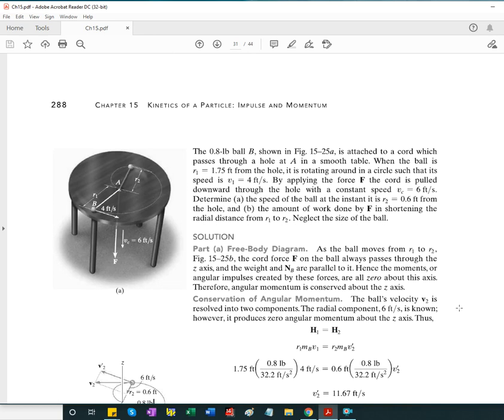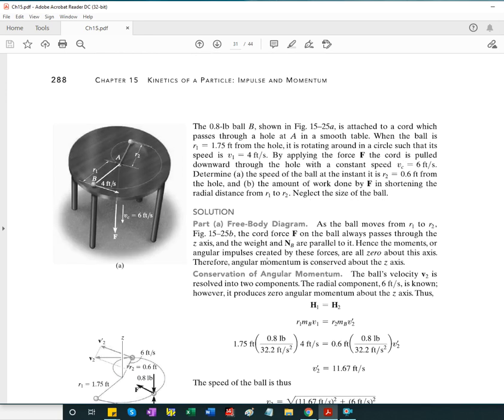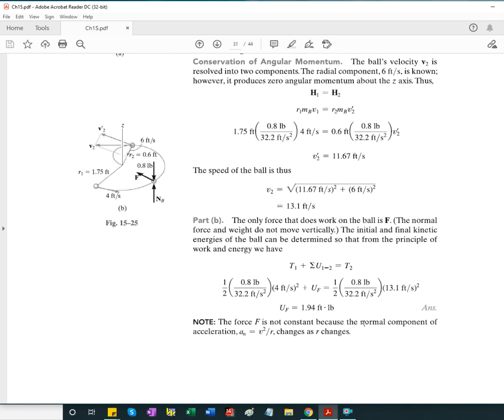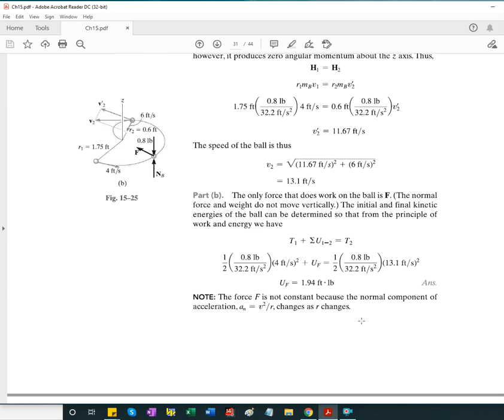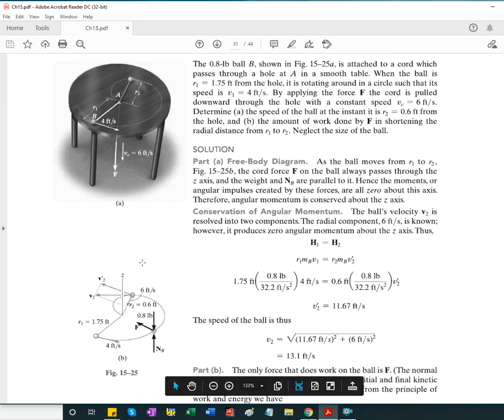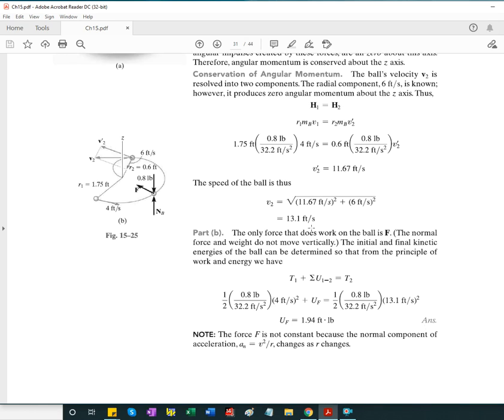And then a second problem is with a ball that is anchored with a cable, and you have a force that's causing the rope, the string, to shorten. Initially the velocity is 4 feet per second, and we were to calculate the speed of the ball after this has been shortened, and also the pulling force. Okay, and the expectation is that the speed will increase.